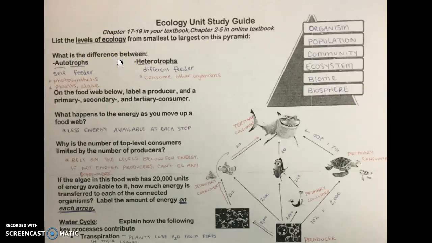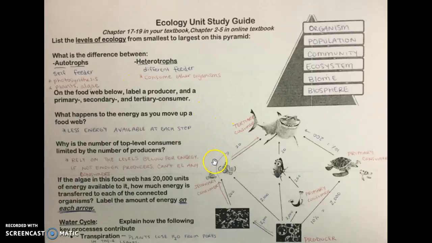Difference between autotrophs and heterotrophs. I broke apart the Latin roots there, so autotroph means self-feeder, heterotroph means different feeder. Autotrophs are things that can do photosynthesis, like plants and algae. Heterotrophs have to consume other organisms for food, and that's basically everything that isn't green on our planet.